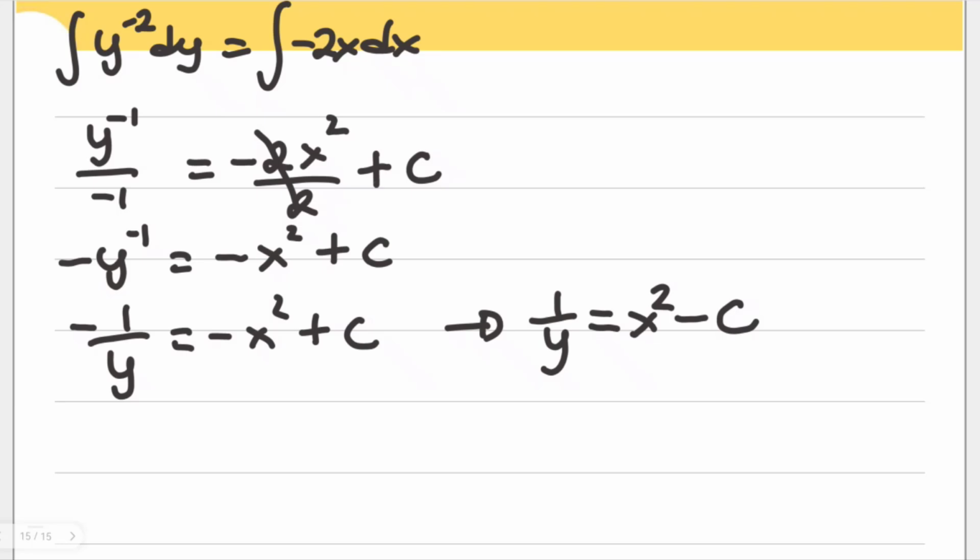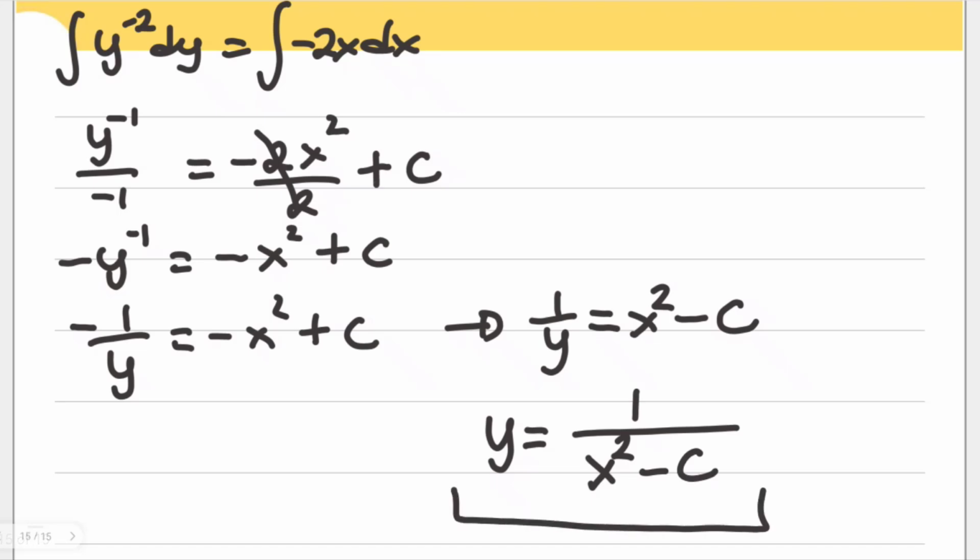Take note that our goal is y, not 1 over y. So we are going to take the reciprocal of both sides. y is equal to 1 over x squared minus c. This is the solution of the given differential equation.